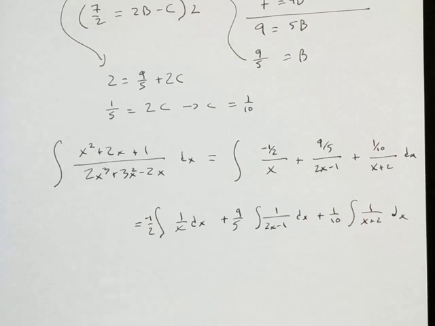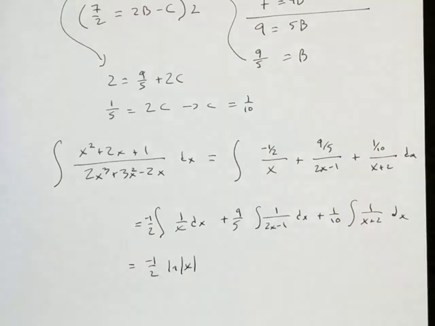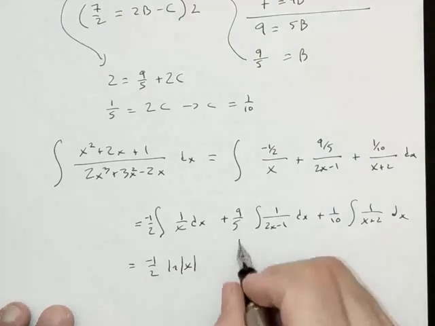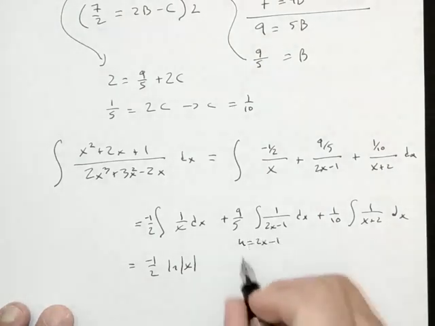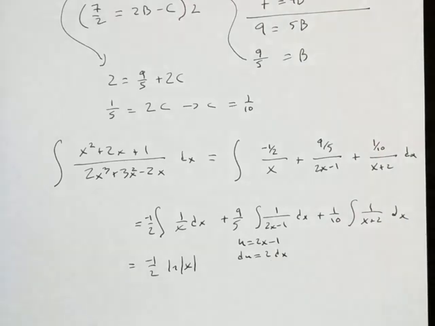First integral, ln of absolute value of x. Second integral is a u substitution. If I let u equal 2x minus 1, then du is 2 dx. Do we have a 2 next to our dx?